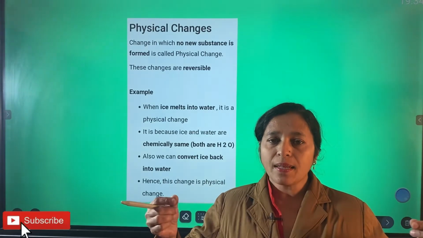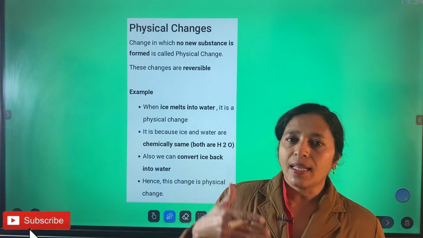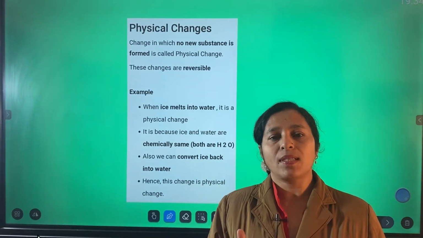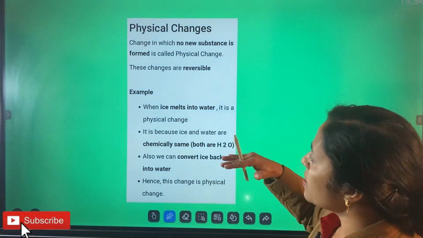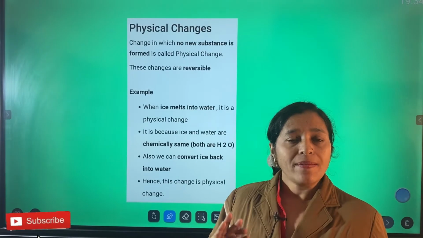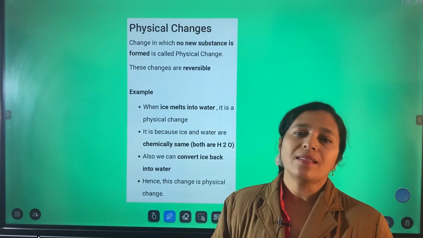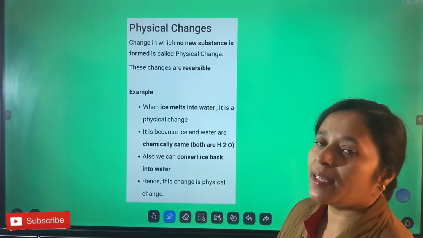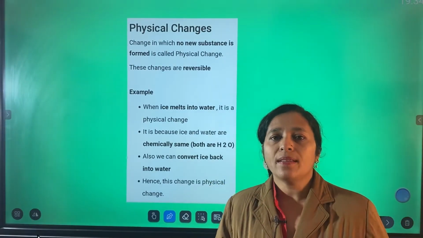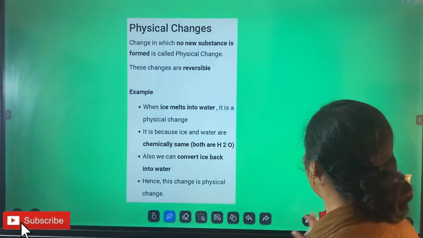I have stretched the rubber band and I have released it. Again it has become the same size of the rubber band. So it is a physical change. So physical change, when ice melts into water, बर्फ से पानी बना, पानी से आप वापस बर्फ बना लेंगे. So it is a physical change. तो chemical reaction को study करने के लिए you should gain the knowledge of physical change also.